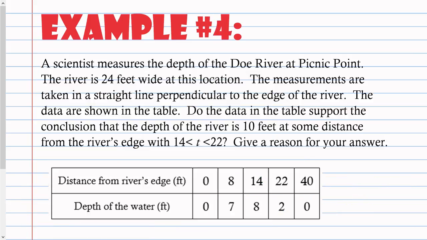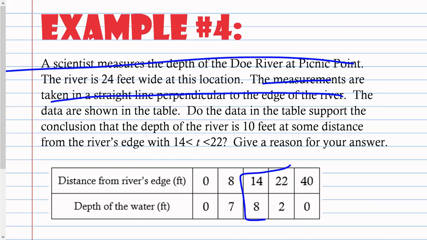All right, last example, which is very similar to the previous one. A scientist measures the depth of the Doe River at Picnic Point. The river is 24 feet wide at this location. The measurements are taken in a straight line perpendicular to the edge of the river. Notice how this is all just gibberish. You really don't need it. The data are shown in the table. Do the data in the table support the conclusion that the depth of the river is 10 feet at some distance from the river's edge? So in between 14 and 22. So we're looking at this right here. Give a reason for your answer.